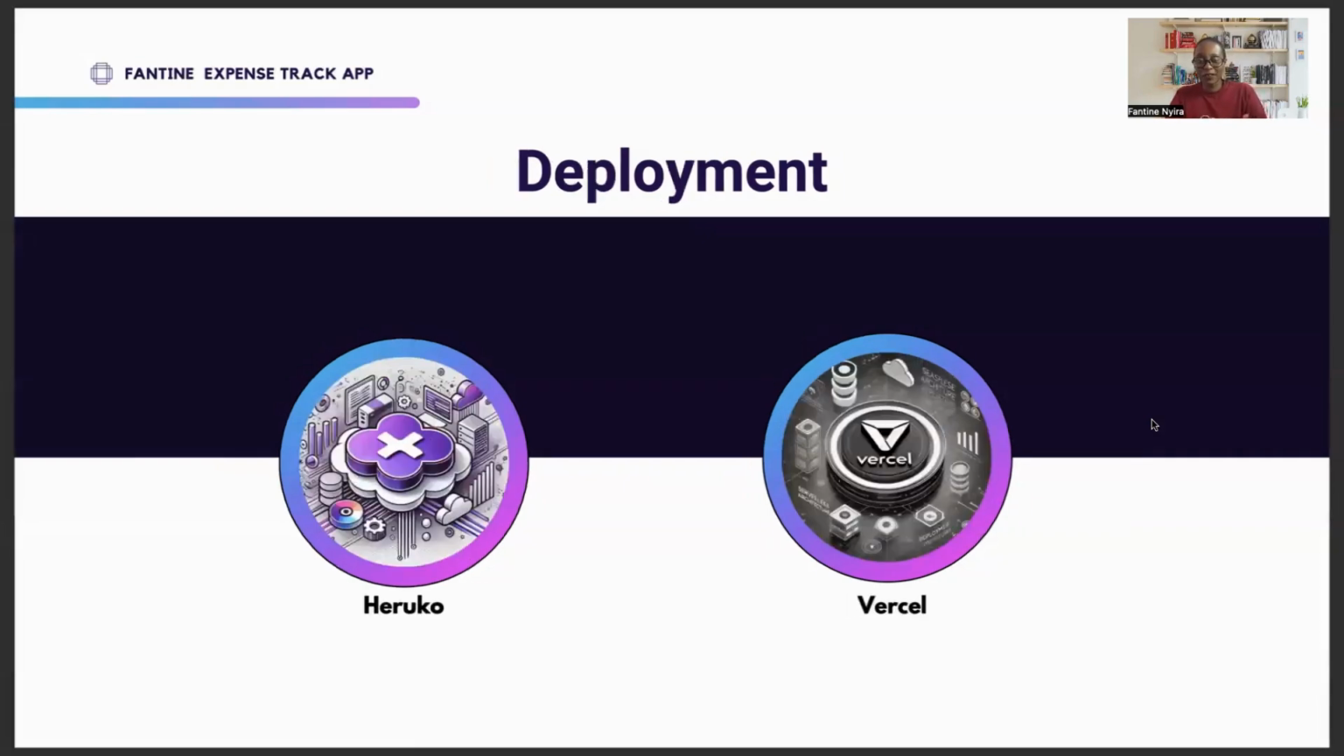Then deployment. We have to deploy the application in order to be out there. When I developed, I could test my application locally, but nobody else could access it. So in order for everybody to access the application through a web browser with the internet, I need to deploy it on a server or in the cloud. For that, for the backend I have used Heroku, and for the front end I have used Vercel.